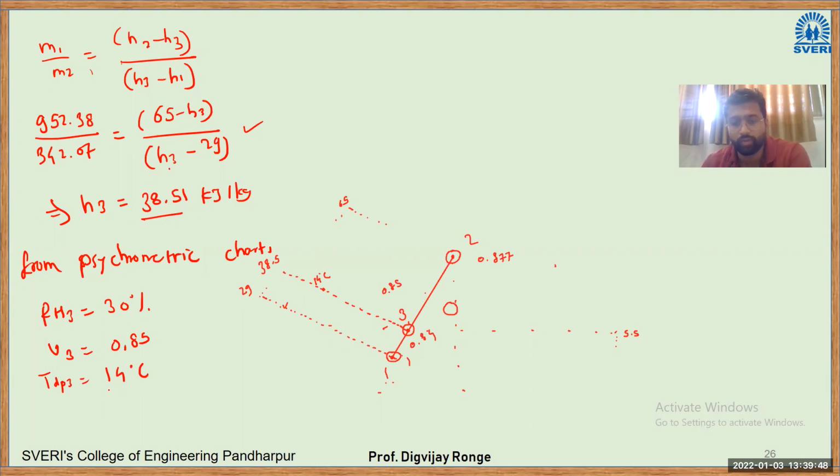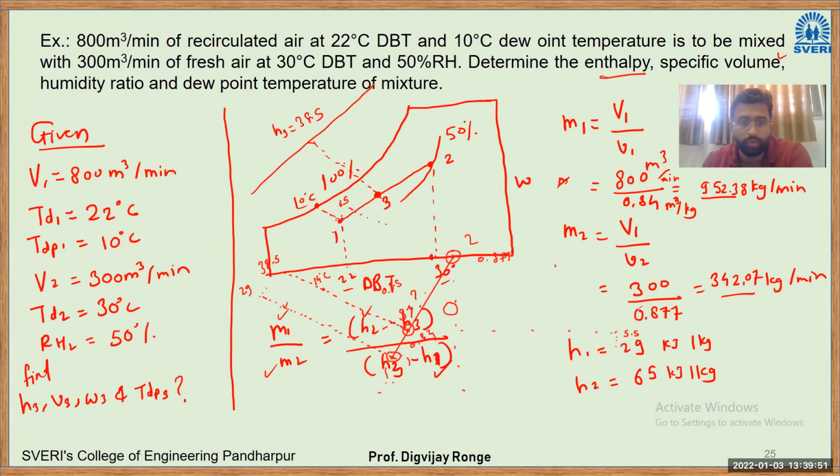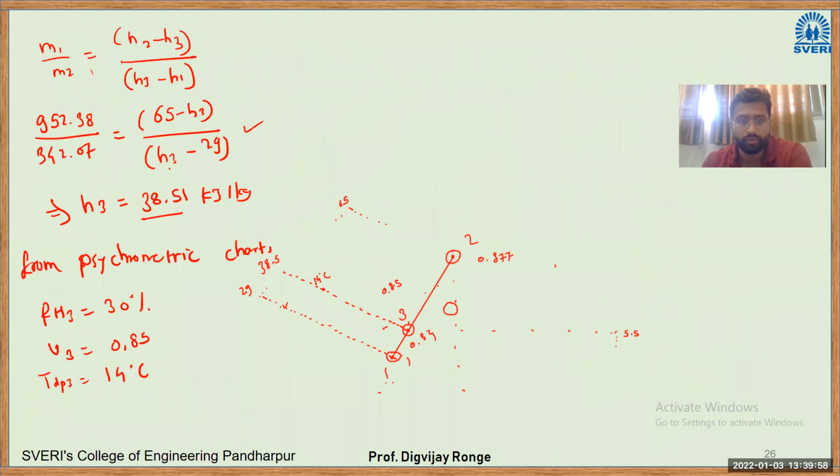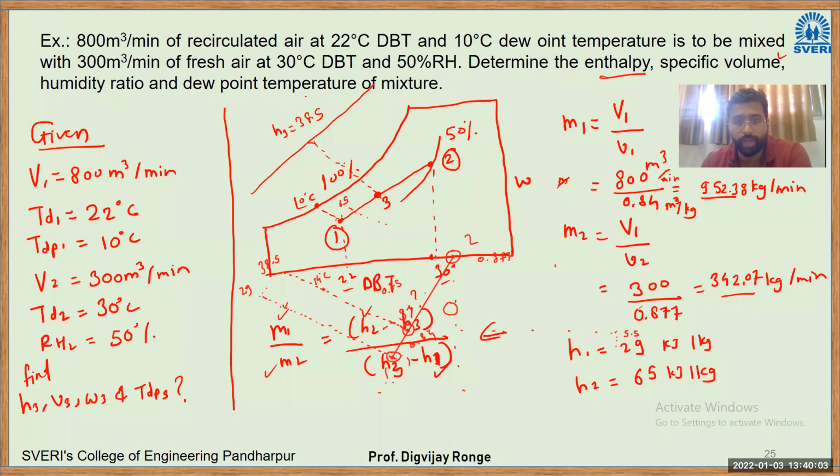So I hope you understood how I have calculated. Here first I have plotted point number 1 and point number 2 on the psychrometric chart. Now using this equation, I calculated the H3 value. I went back to the psychrometric chart and searched for this H3 value on the enthalpy scale. Somewhere I have got this point. I have drawn the constant enthalpy line and it intersects this line at point number 3. Okay. Now once I get point number 3, I can easily calculate other values. So any doubt up to this point?